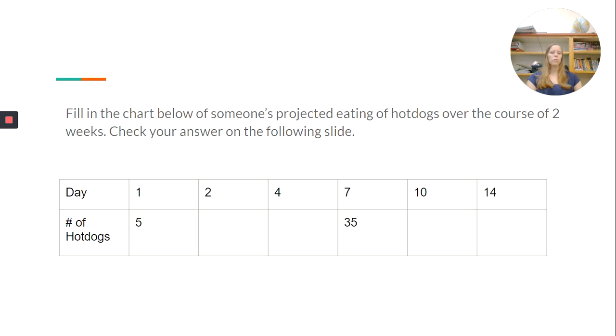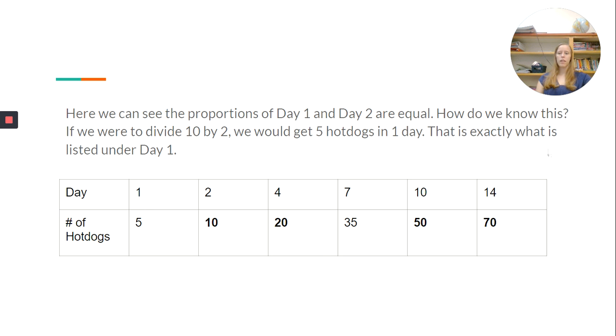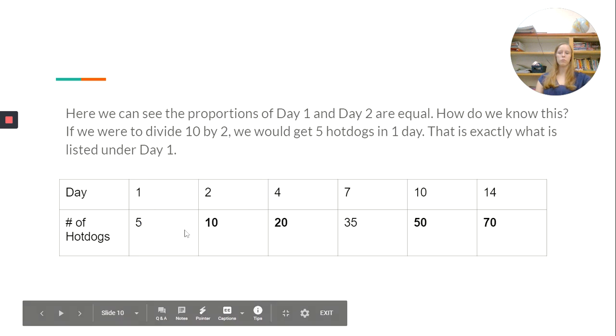So we're filling in the chart below of projected eating of hot dogs over the course of 2 weeks. If on day 1 they ate 5 hot dogs, and after 7 days they ate 35 hot dogs, we need to figure out how many they had eaten in total after day 2, after 4, 10, and 14. So day 1 and 2 are going to be equal, so we just have to double that.